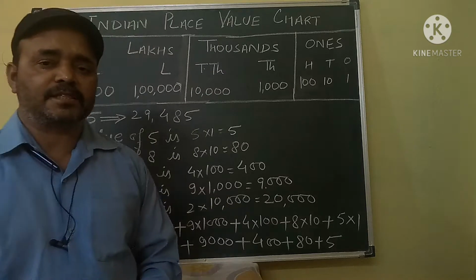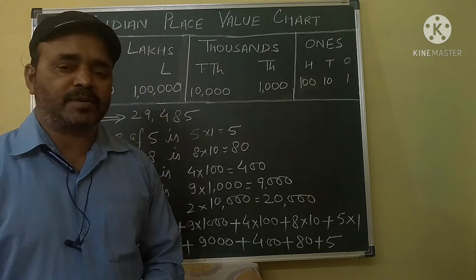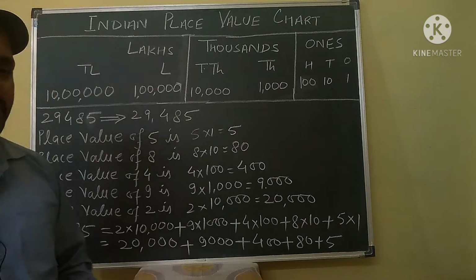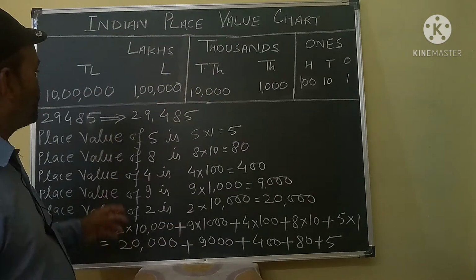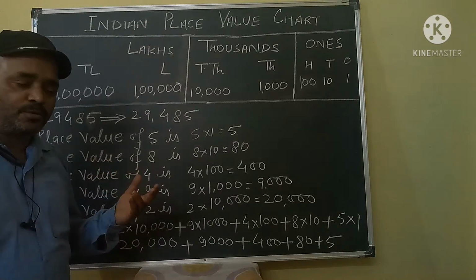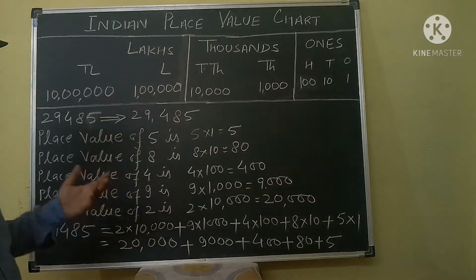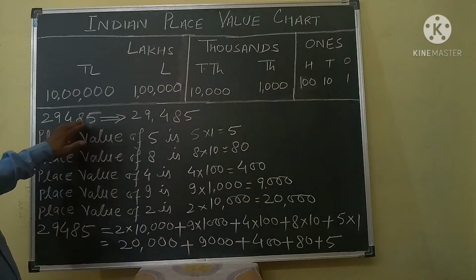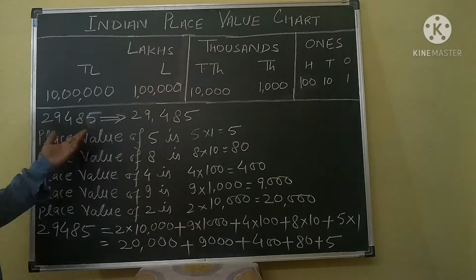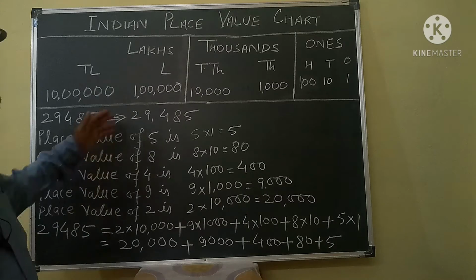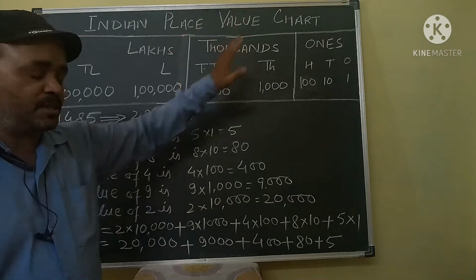Now today we will discuss the expansion of any natural number according to the Indian place value system. Okay. My dear students, suppose I have one example. Suppose you have 29485. How can you give the expanded form of this number according to the Indian place value system?